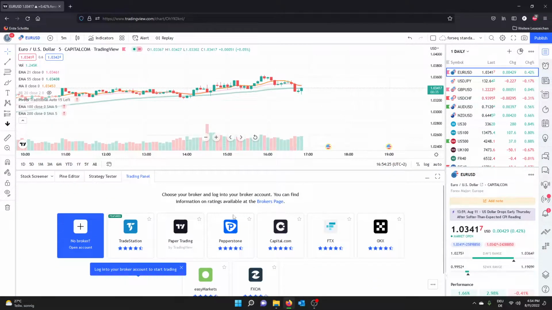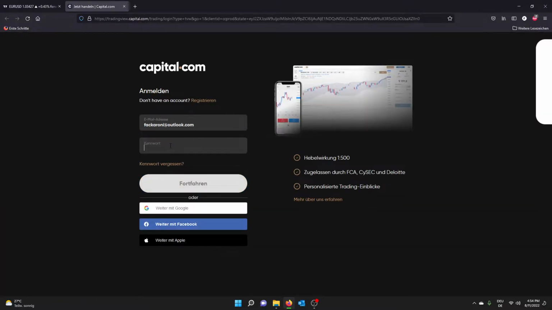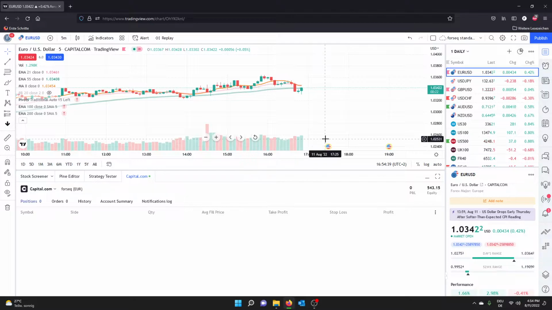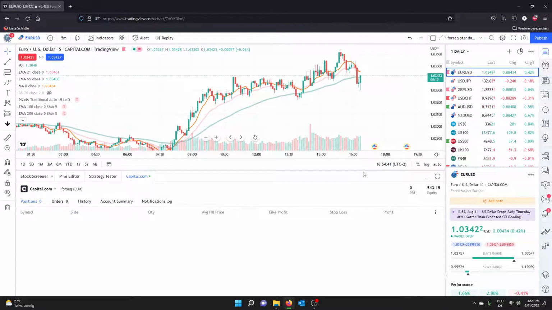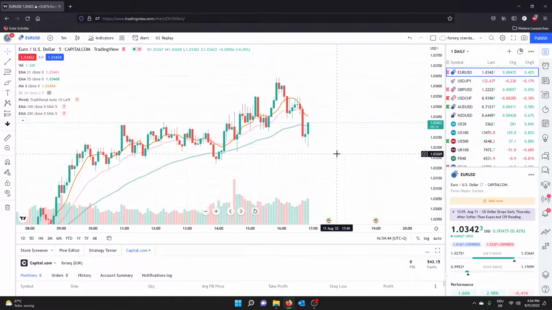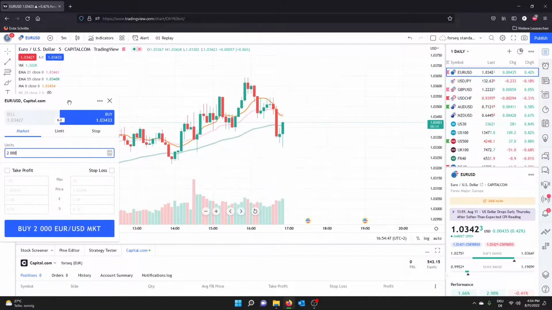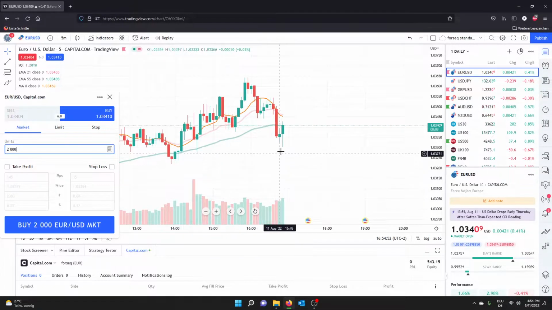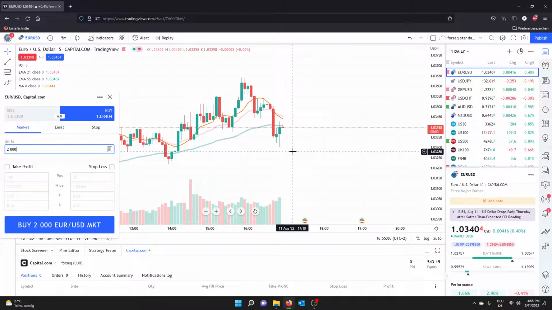I'm not logged into my broker. I will do this pretty fast. And now we are logged in. We can make a trade on the 5 minutes chart. We put our stop loss right below this level here, or if we are aggressive traders, we could put our stop loss right here. I think I will do this 0.328.